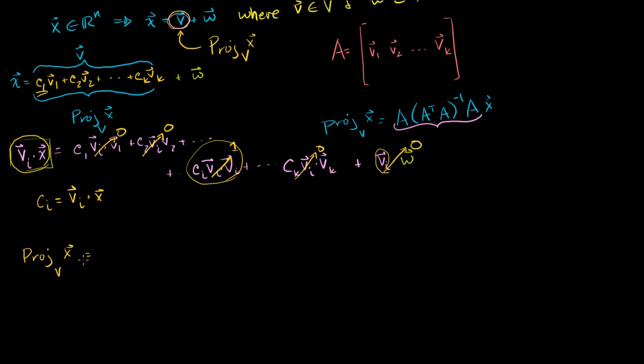So just like that, we get a pretty simple way of figuring out the projection onto a subspace with an orthonormal basis. So let's see. C1 is just going to be v1 dot x. That's c1, and then we're going to multiply that times the vector v1. And then the next coefficient, on v2, is going to be v2 dot x times the vector v2. And then you're going to go all the way to plus vk dot x times vk.